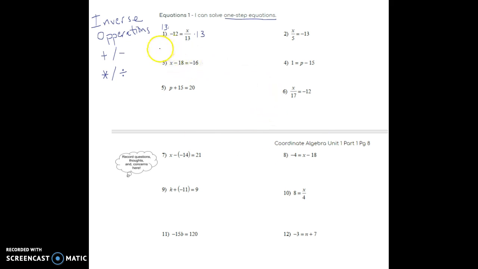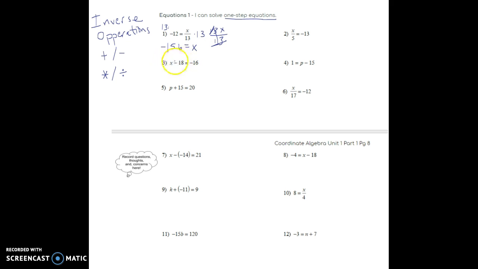negative 156. So negative 156 equals 13x divided by 13. It would look like this, right? 13 divided by 13 is a big fat 1. And 1 times x is just x, right? I don't have to write 1x. I can just write x. If you want to write the 1, that's fine, but you don't have to.